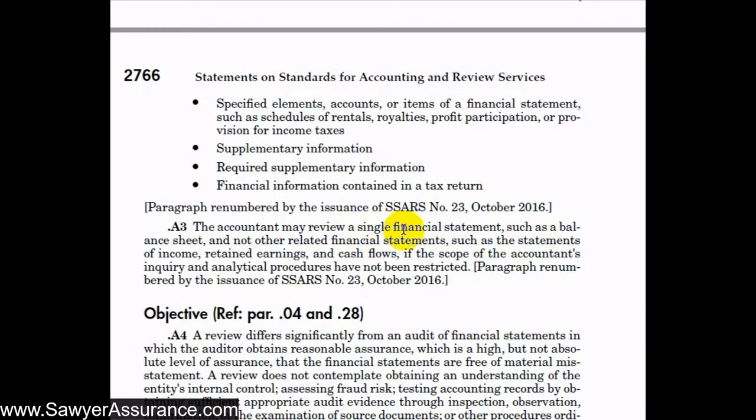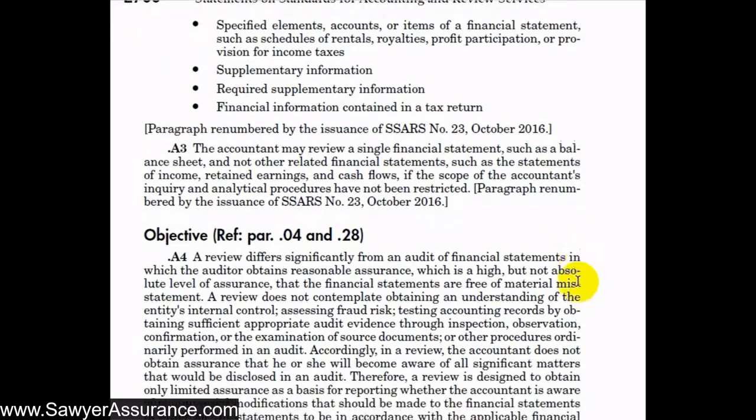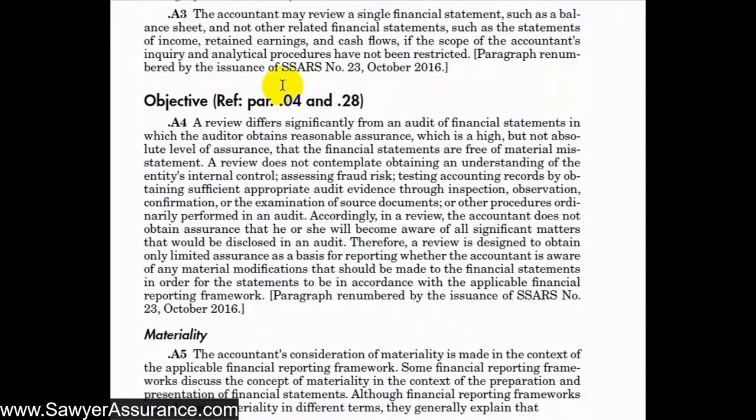For instance, depreciation would affect the accumulated depreciation in the fixed assets and so on and so forth. So if our procedures are restricted, then we may not be able to get comfort over the balance sheet itself. So we need to keep that in mind. Going forward to the objective, it gives us some more color on what we're trying to achieve and how that might relate to an audit.